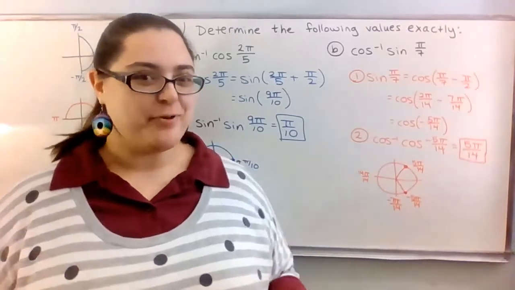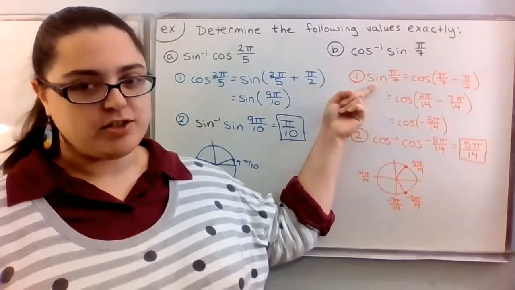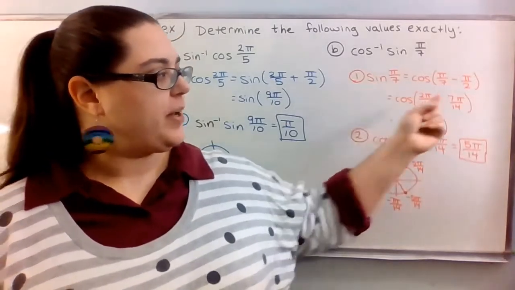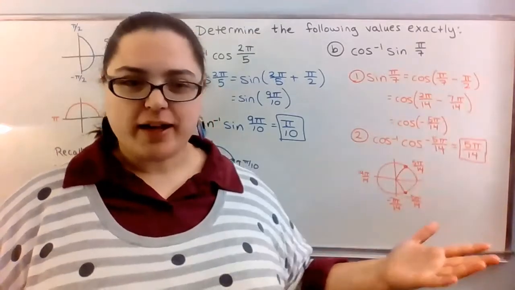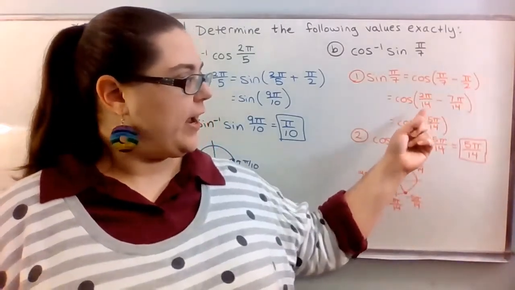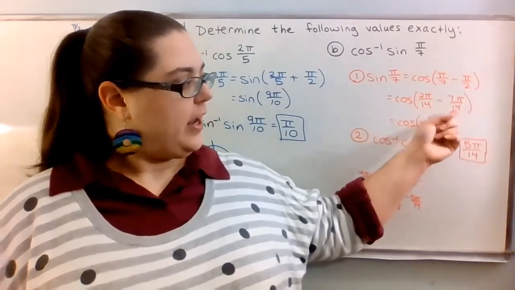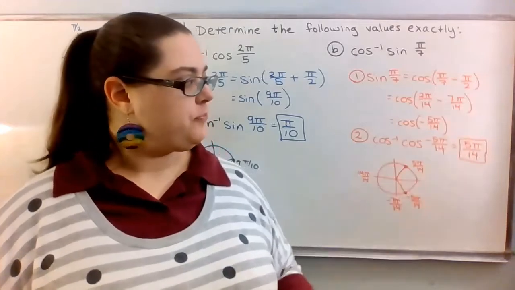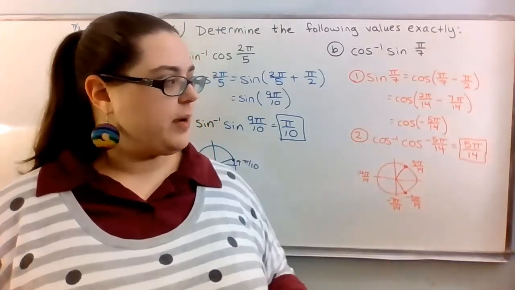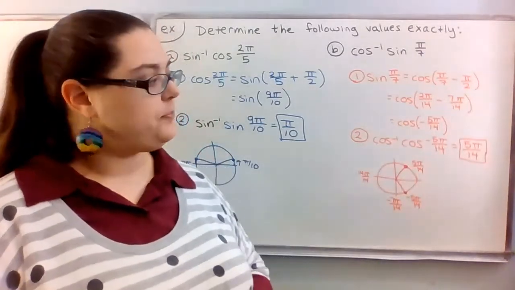All right, so let's see how we did. First I rewrote sine of pi sevenths in terms of cosine. I did that by subtracting pi halves from pi sevenths. So I rewrote it with my common denominator this time. I multiplied this one by 2 over 2 to get 2 pi over 14, and this one I multiplied by 7 over 7 to get 7 pi over 14. When I subtracted, 2 minus 7 gave me a negative 5, so I have negative 5 pi over 14.